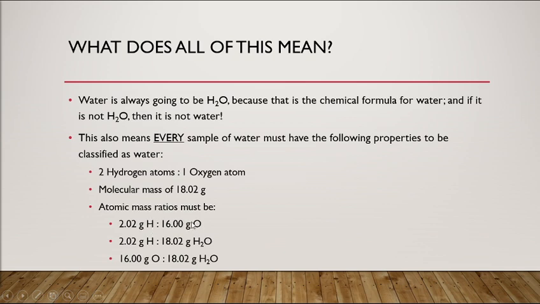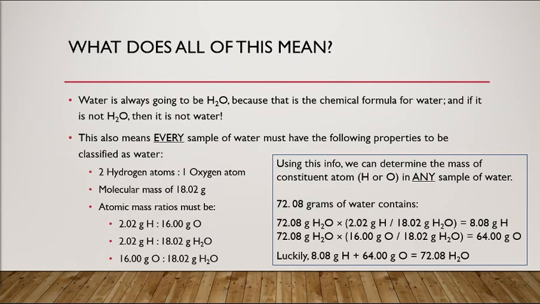We also know because of these ratios, we have to have 2 hydrogens for every 1 water, or the mass of 2 hydrogen atoms for the mass of our water, or 2.02 grams of hydrogen for 18.02 grams of water. Same deal for the oxygen. 1 oxygen for every H2O, because there's 1 oxygen in H2O. So you have to have 16 grams of oxygen for every 18.02 grams of H2O. And luckily, if you know this, then we can do math with any sample size of water.